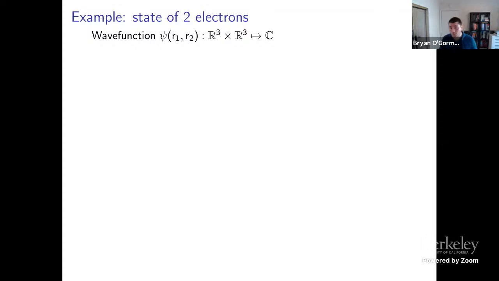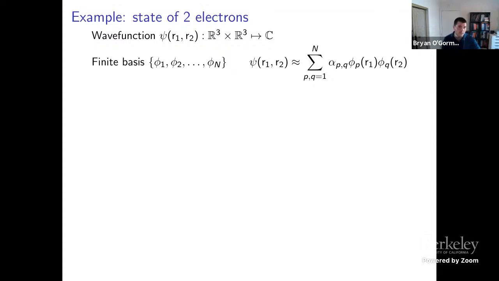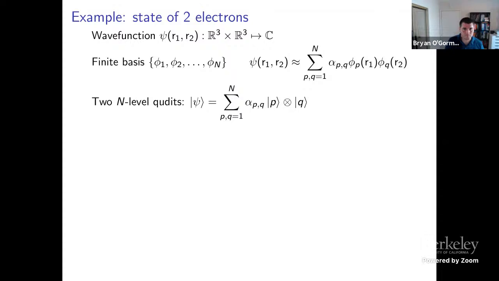And so things get a little more interesting when we move to 2 electrons. So again, we start with some wave function of 2 particles in real space. It's normalized. We discretize it in some way using some finite basis. And again, on our computers, this just looks like a pair of qubits.